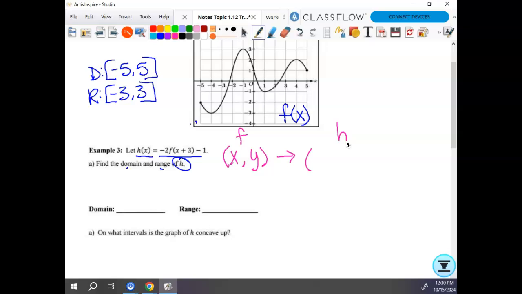How many transformations affect x? 1, and this means I go in which direction? Left. So this actually becomes x minus 3, and then this would be -2y minus 1. Okay. Everybody good with that? Okay, now you write your domain and range for h.